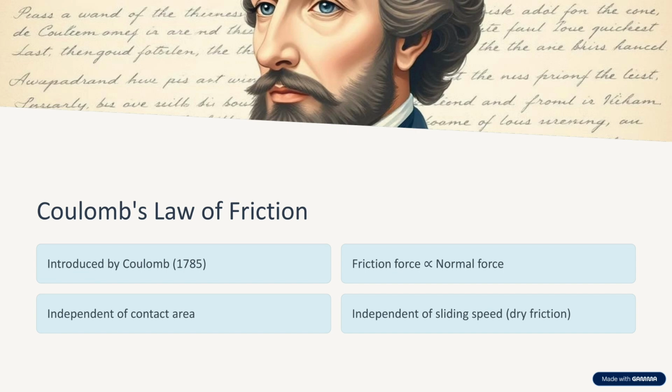Next, independence of sliding speed. The law also states that the frictional force is nearly constant regardless of the speed of sliding, as long as it is within normal operating conditions, not too high or too low a speed. Those are the 4 points of Coulomb's law of friction.